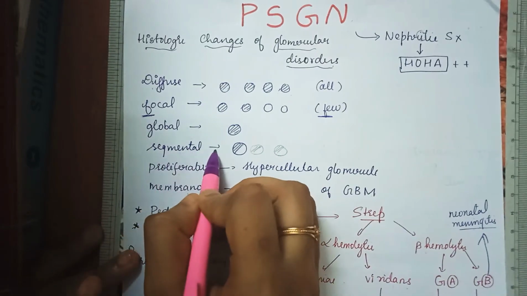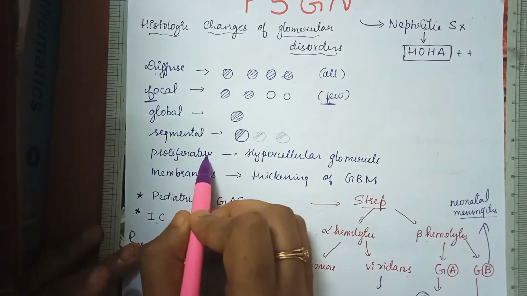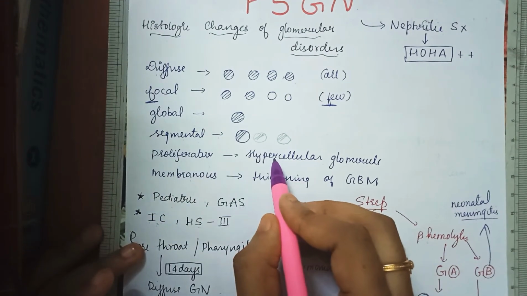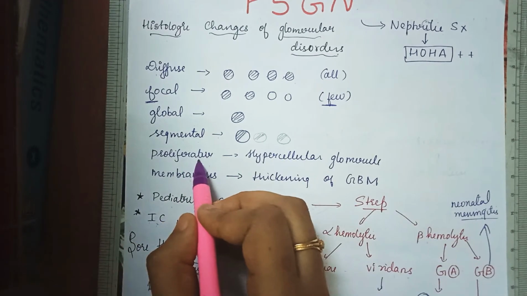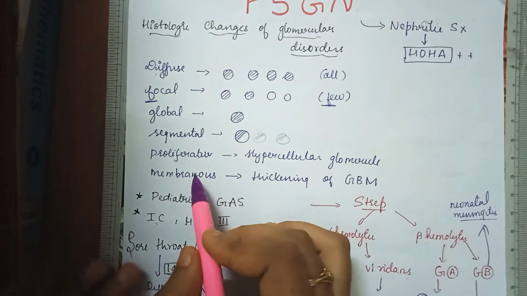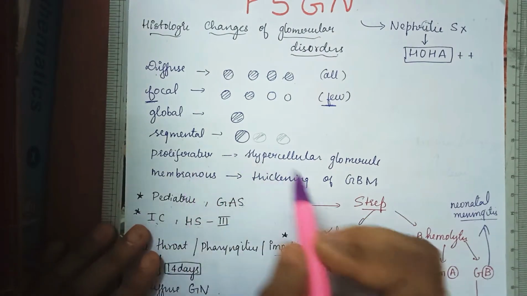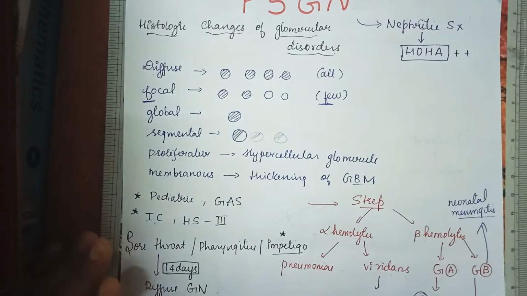So that is segmental. And whenever you hear the word proliferative, it is nothing but a hypercellular glomerulus. It can be anything. Proliferation may be because of neutrophils or monocytes, anything. Whenever we hear the word membranous, it is nothing but thickening of the glomerular basement membrane. Okay, this is the basic.